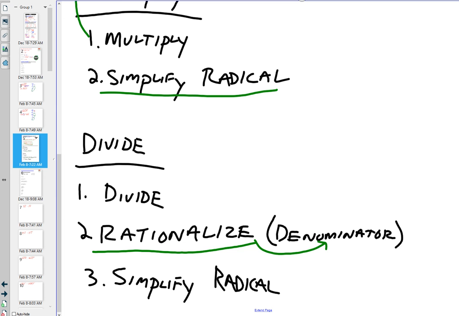Anyways, regardless of what step you start on, for the purposes of uniformity I would go in this order. I would go straight down. But be aware that the only step that should never repeat itself is step 2. You should never have to rationalize twice. But if I start with dividing, you may have to come back and divide at the end. If I start with rationalizing, you may have to come back and divide at the end. But I would go in that order. And when we're talking about simplifying a radical here, if you want to be more specific, we're talking about the numerator.